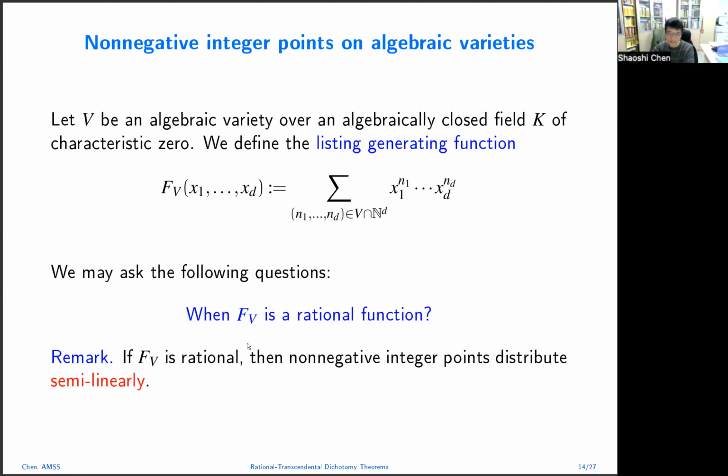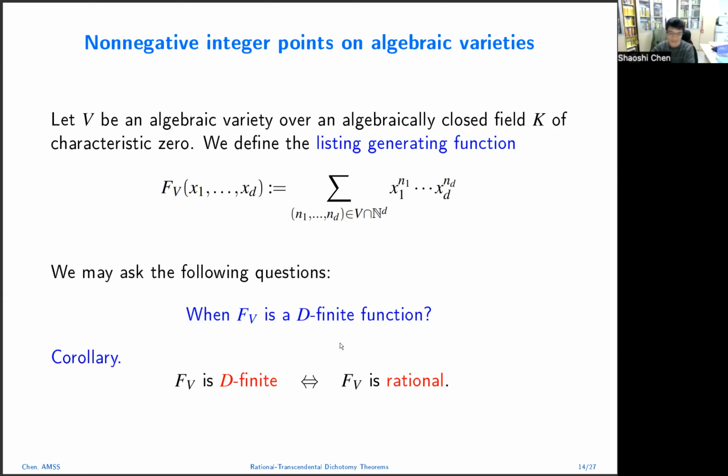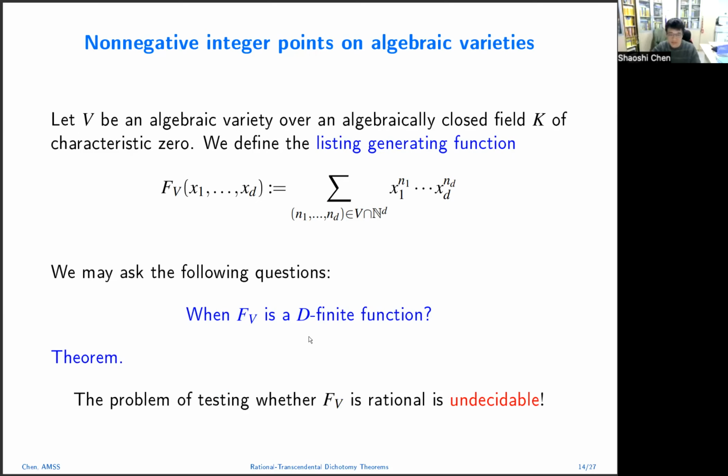But actually this is very hard, because given a variety, how to decide whether this is rational, in general this is even impossible. So we can ask a weaker condition, because rational is too restricted, and you can ask whether this is definite, which is in a larger class of power series. But actually it turns out that with the previous result, you can show that because the coefficients are only either 1 or 0, so this is from a finite set, then you can show that definite is equal to rational. And then whether it is rational or not is actually undecidable. So you cannot easily check whether this is rational or not.